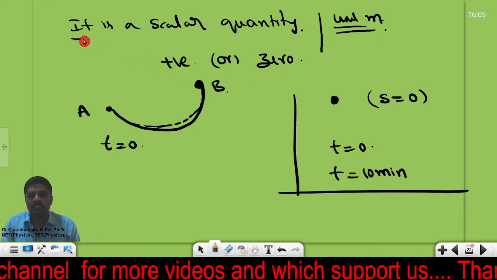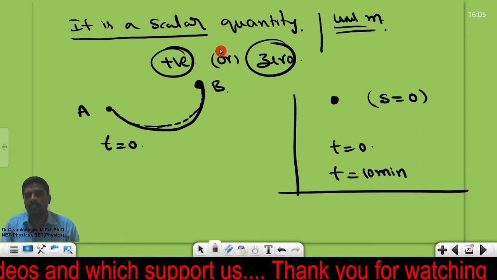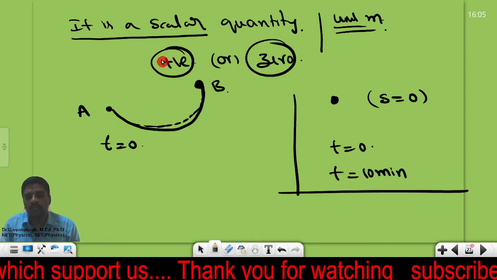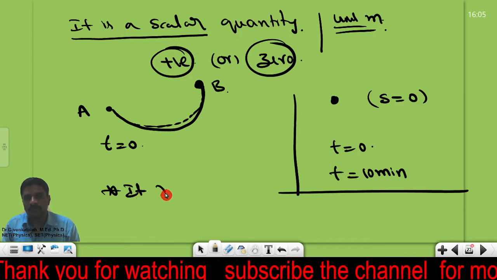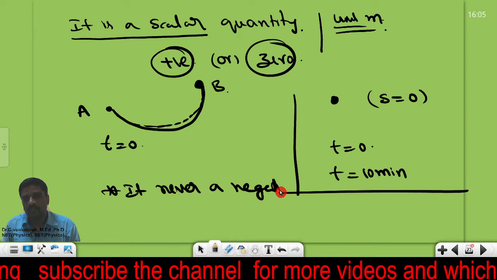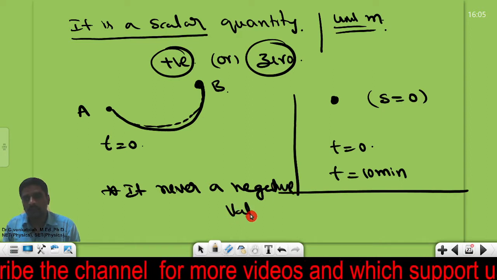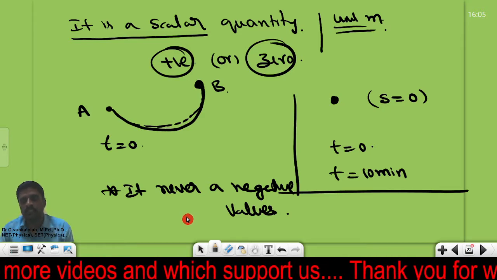Very important: distance is a scalar quantity. It may have a positive value or it may be 0, but it never will be a negative value. So it does not possess a negative value. That is about the distance.